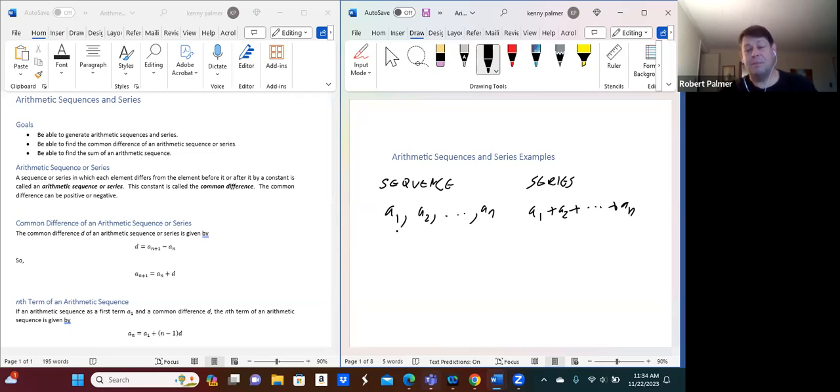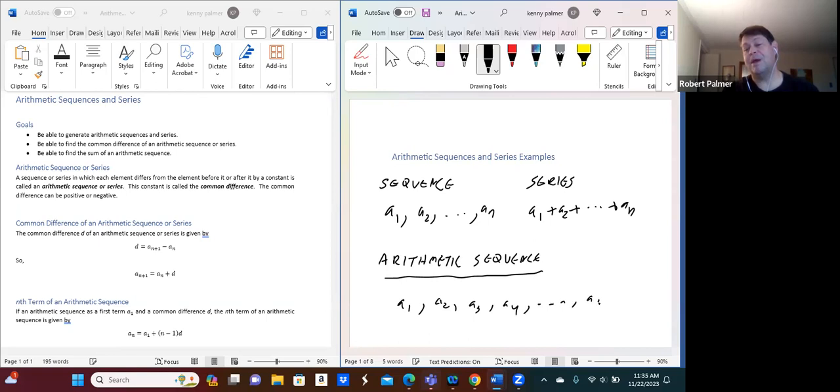Now, if the difference between these numbers is the same in each case, you have what's called an arithmetic sequence. So if you have a sequence like this, and it turns out the difference between any two numbers is the same as some constant number, it's called arithmetic. So we have A1, A2, A3, A4, and so on, once again up to AN.